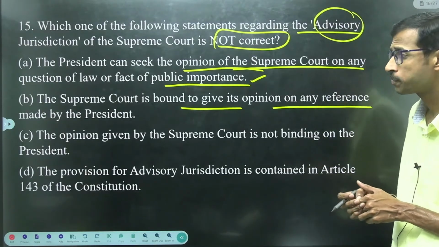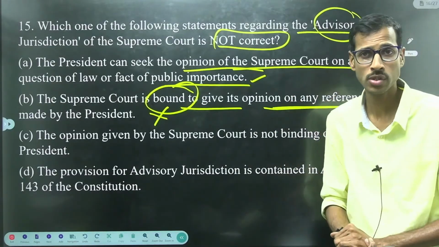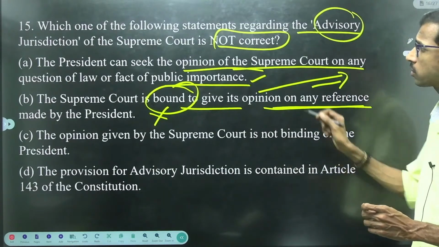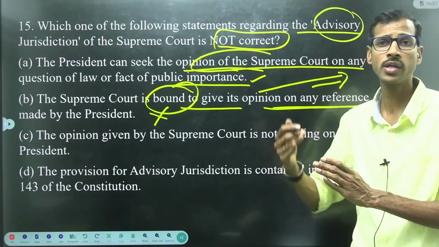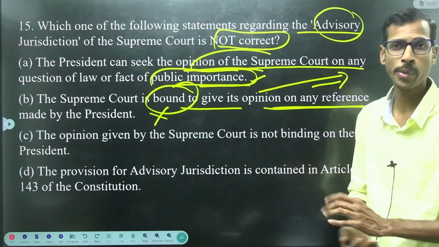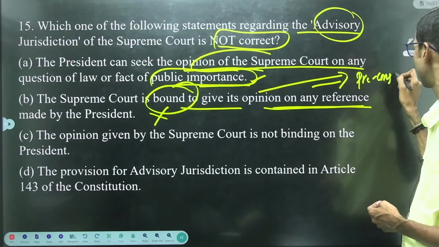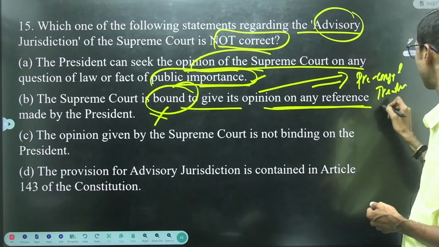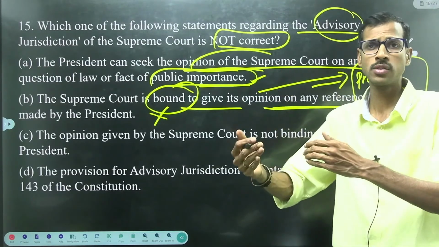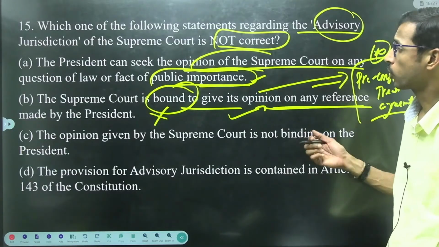Next, the Supreme Court is bound to give its opinion on any reference made by the President. If you see this, it is completely not correct. The Supreme Court is not bound to give its opinion on any reference made by the President. It is a very controversial question, and we have to focus on it. On matters of public importance, the Supreme Court can give an opinion. But on pre-constitutional treaties or agreements and related subjects, the Supreme Court is not bound to give its opinion.